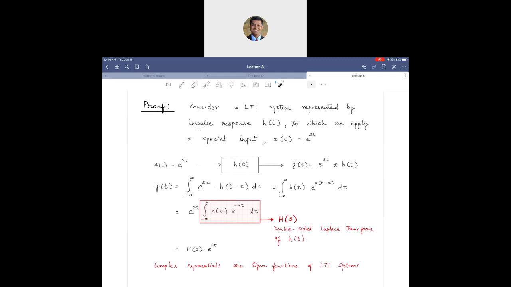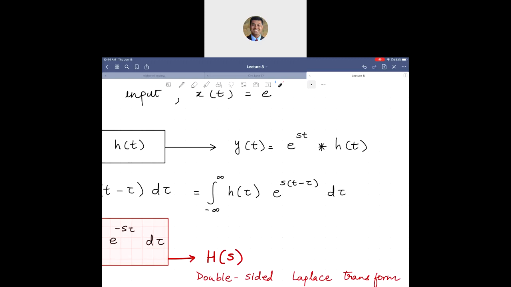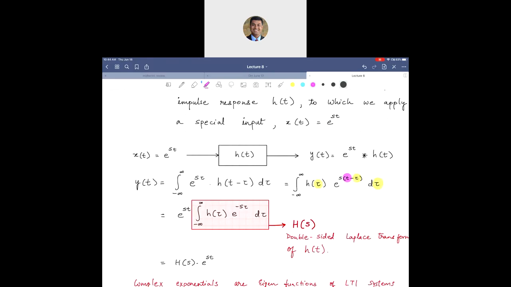Now, as you can see, the integration over here is being done with respect to tau. So that means I need to preserve h of tau inside the integral. I also need to preserve e to the negative s tau inside the integral, but I can pull e to the st out of the integral because it doesn't depend on tau. So when we do that, look at what happens. e to the st is pulled out. You are left with the integral from negative infinity to infinity of h of tau e to the negative s tau d tau.